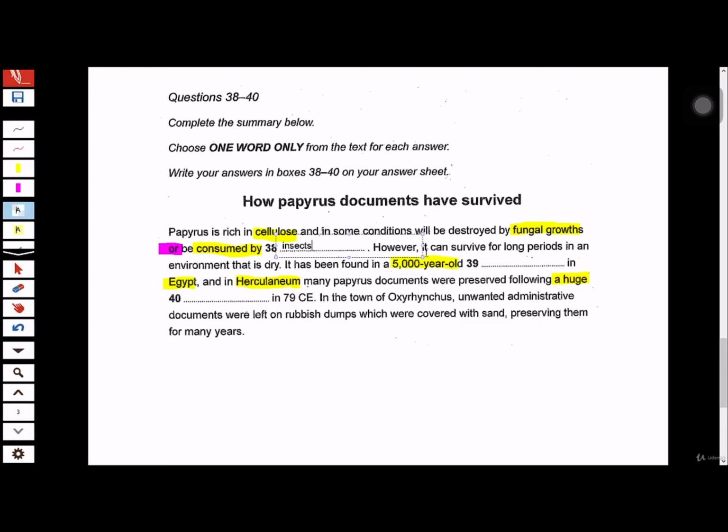Now let's do number 39. However, it can survive for long periods in an environment that's dry. It has been found in a 5,000-year-old blank in Egypt.